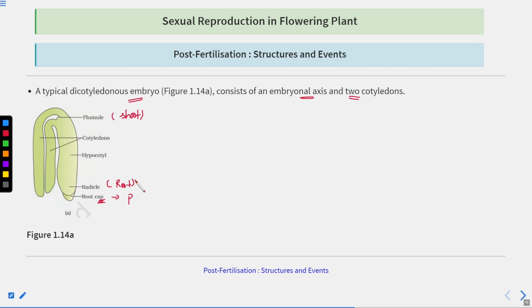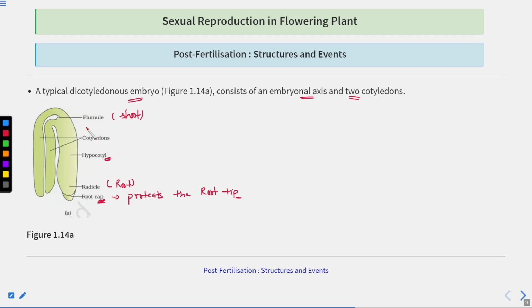Soil is very hard, with soil particles. So this root tip can get ruptured. To prevent the rupturing of this root tip, the root cap is present. So it protects the root tip from the damage by the soil particles. This is the hypocotyle, which is the region below the cotyledons.